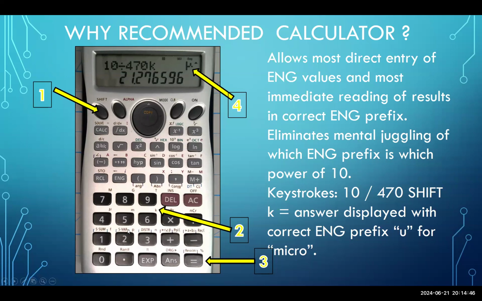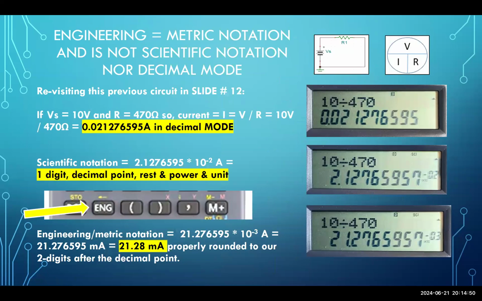Very nice. Okay, next, we'll take a look at this. Just to revisit, engineering notation is the same as metric notation. They are not the same as scientific notation. They are not your normal decimal mode.